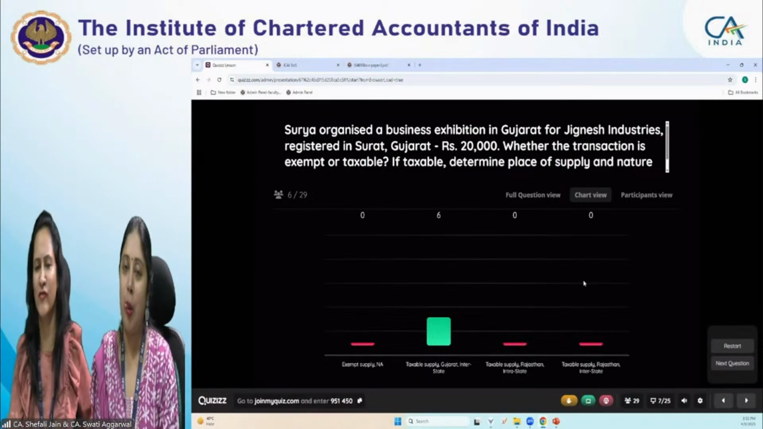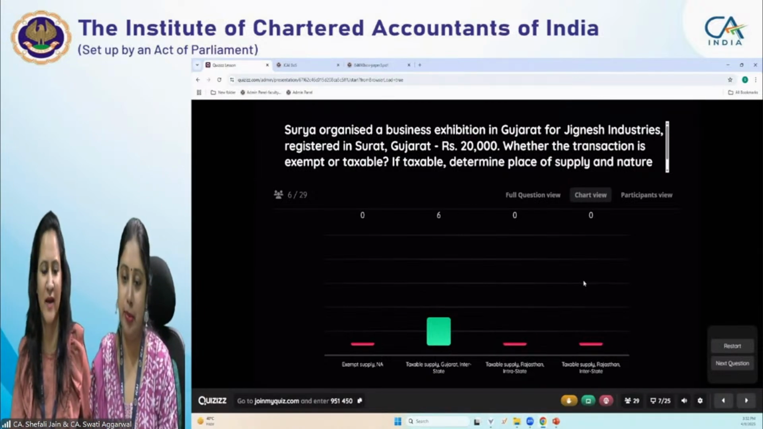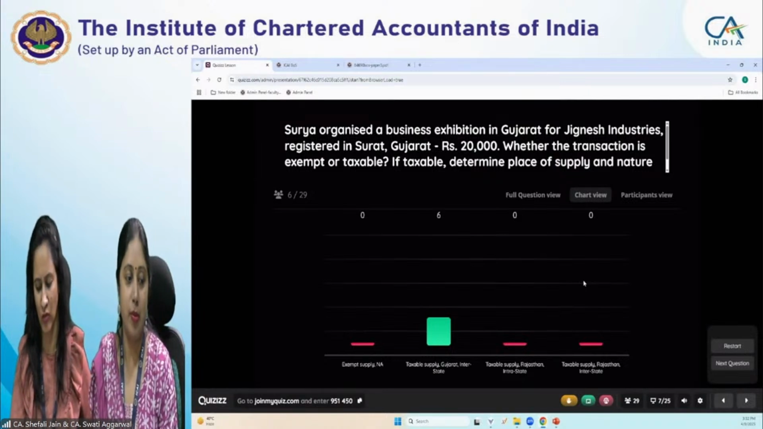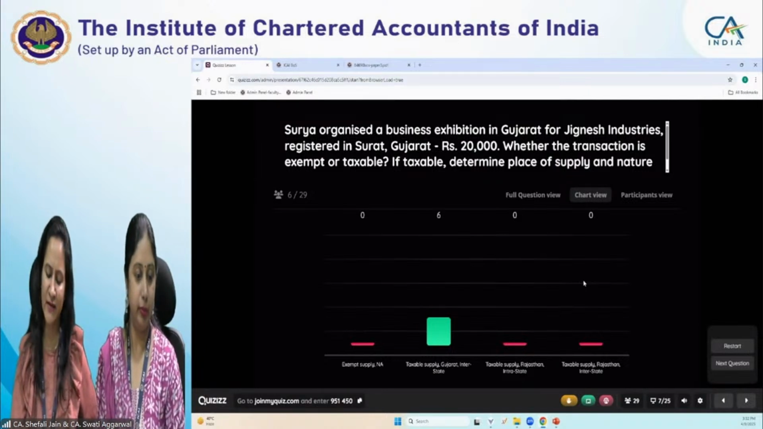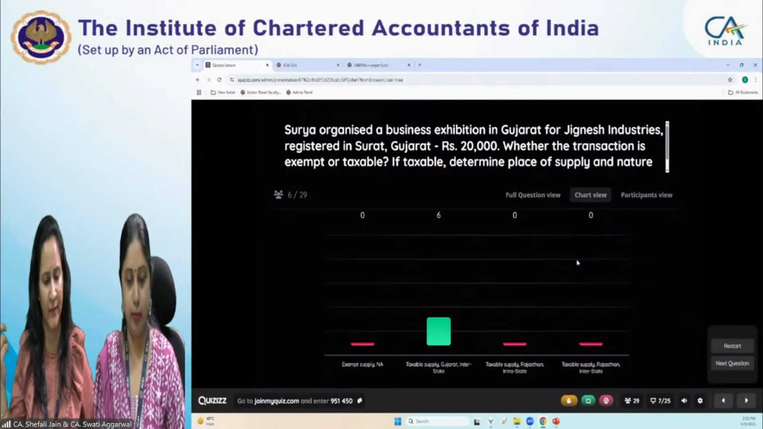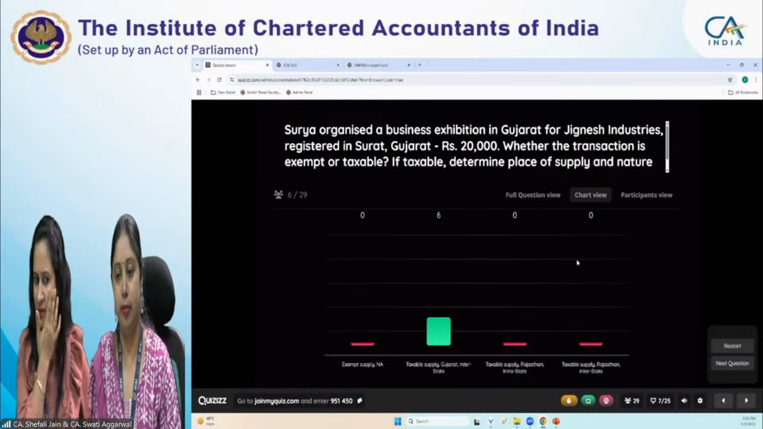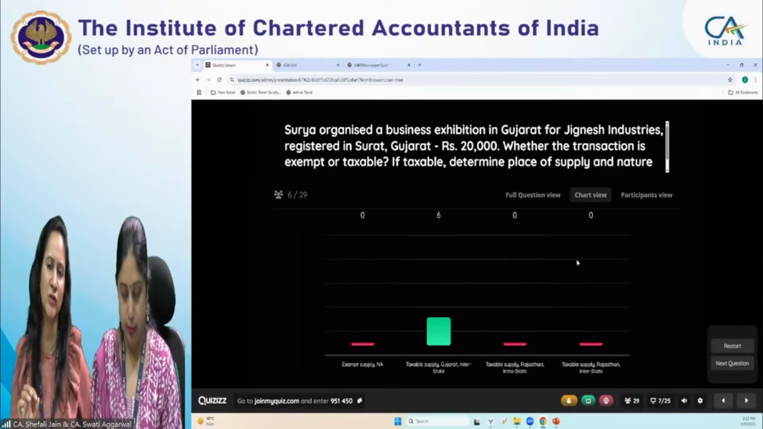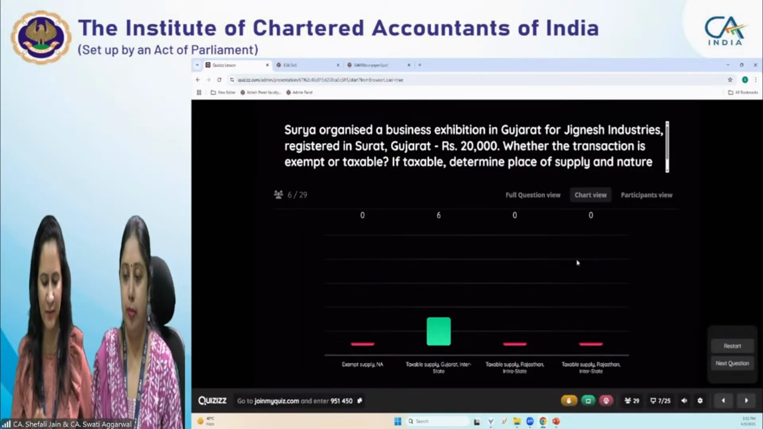And all those who have not answered, let's understand the reason behind why it is taxable. See, it is taxable because services provided by an organizer to any person in respect of a business exhibition are exempt only when such exhibition is held outside India. And in our case, the business exhibition is held in Gujarat, so it is not an exempt supply. This is a taxable supply.